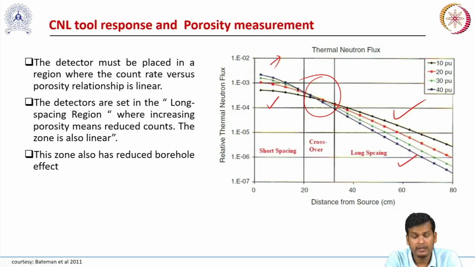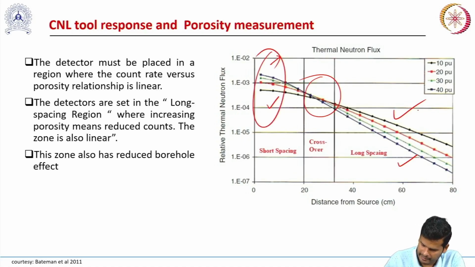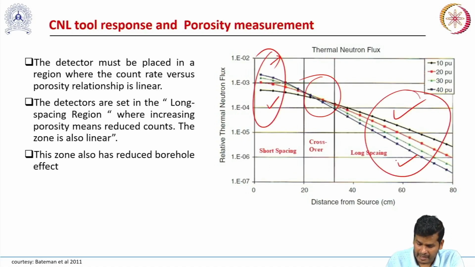First, we need to keep the detector in a place where the count rate versus porosity relationship is linear. So either here or here. Anywhere it can be placed. But generally we keep the detector in the long spacing region, where when the porosity is increasing, that means what?